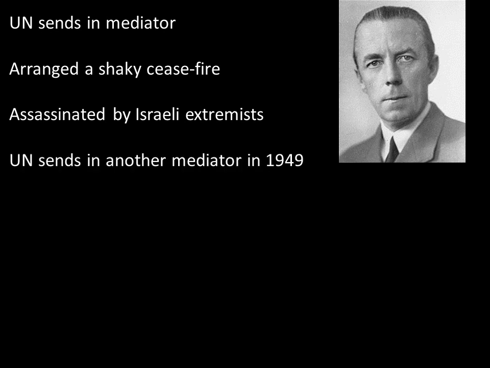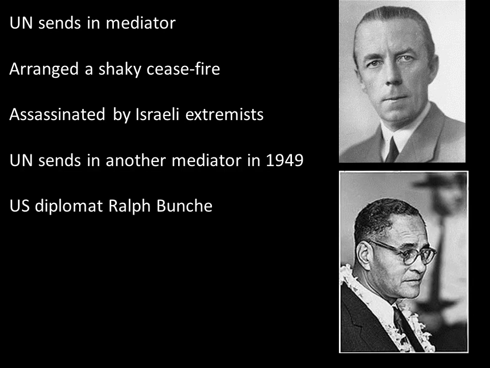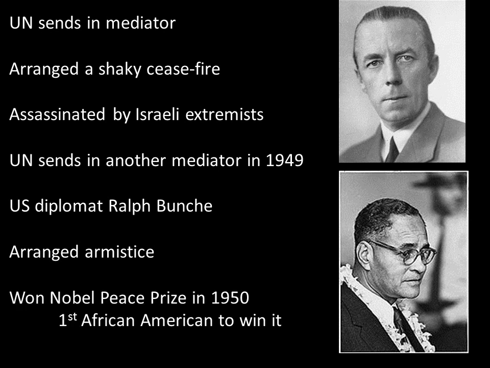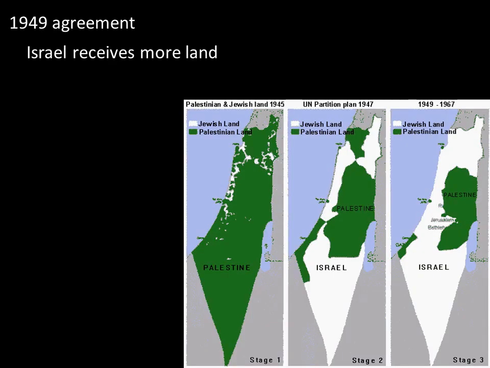So the UN's going to have to send in another mediator in 1949, and this time it's going to be a U.S. diplomat by the name of Ralph Bunche. And he's going to arrange for an armistice and actually wins a Nobel Peace Prize for helping to stop this fighting. First African American to win a Nobel Peace Prize. As part of the agreement reached in 1949, Israel receives even more land.